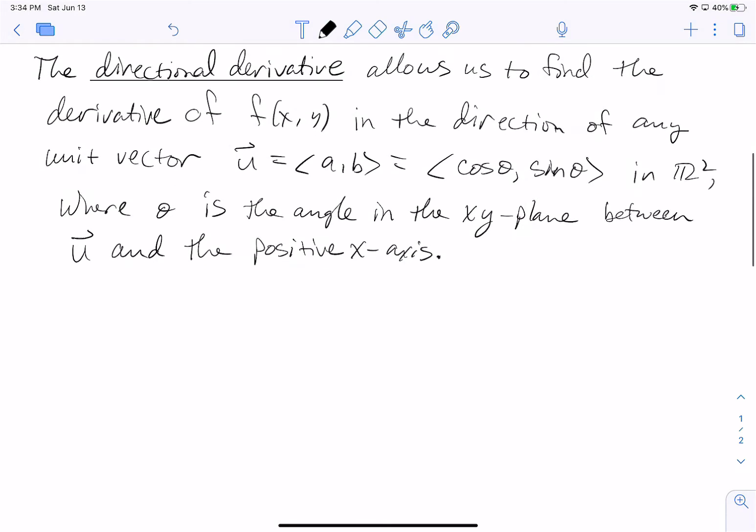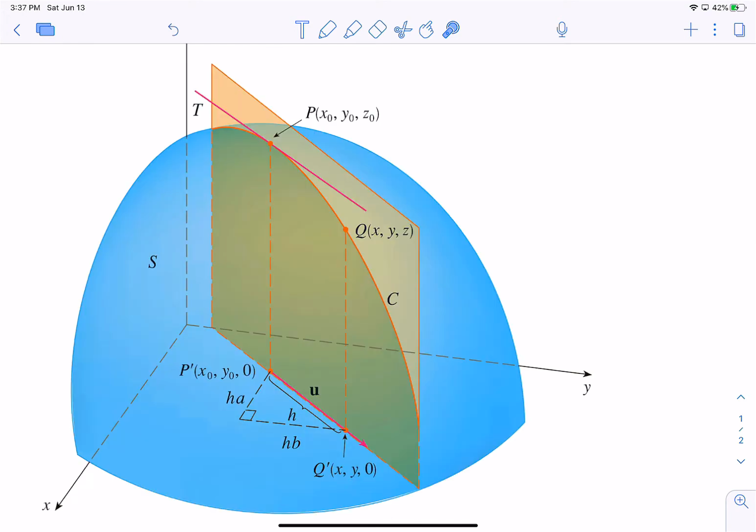And now we're going to look at a different diagram from the textbook. But first, I want to point out that it's the direction of any unit vector. And one common mistake I see is that when we do computations, folks don't always find a unit vector before they get started. It is important that we are working with a unit vector. So here's our diagram. We have this surface S, which is in the first octant.